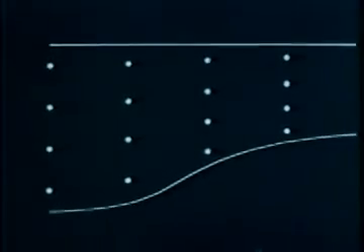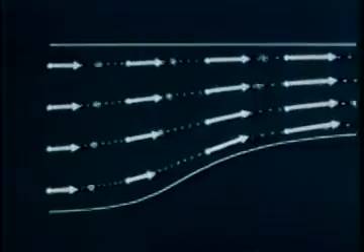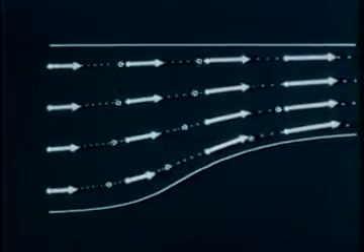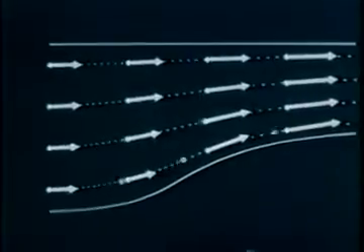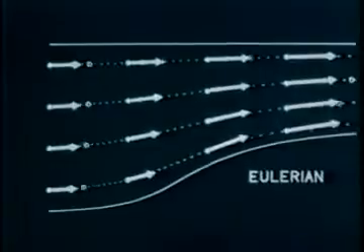Here is a grid of points fixed in space. We show the velocity at each point. A description like this, which gives the spatial velocity distribution seen by a probe in laboratory coordinates, is called an Eulerian description of the flow.